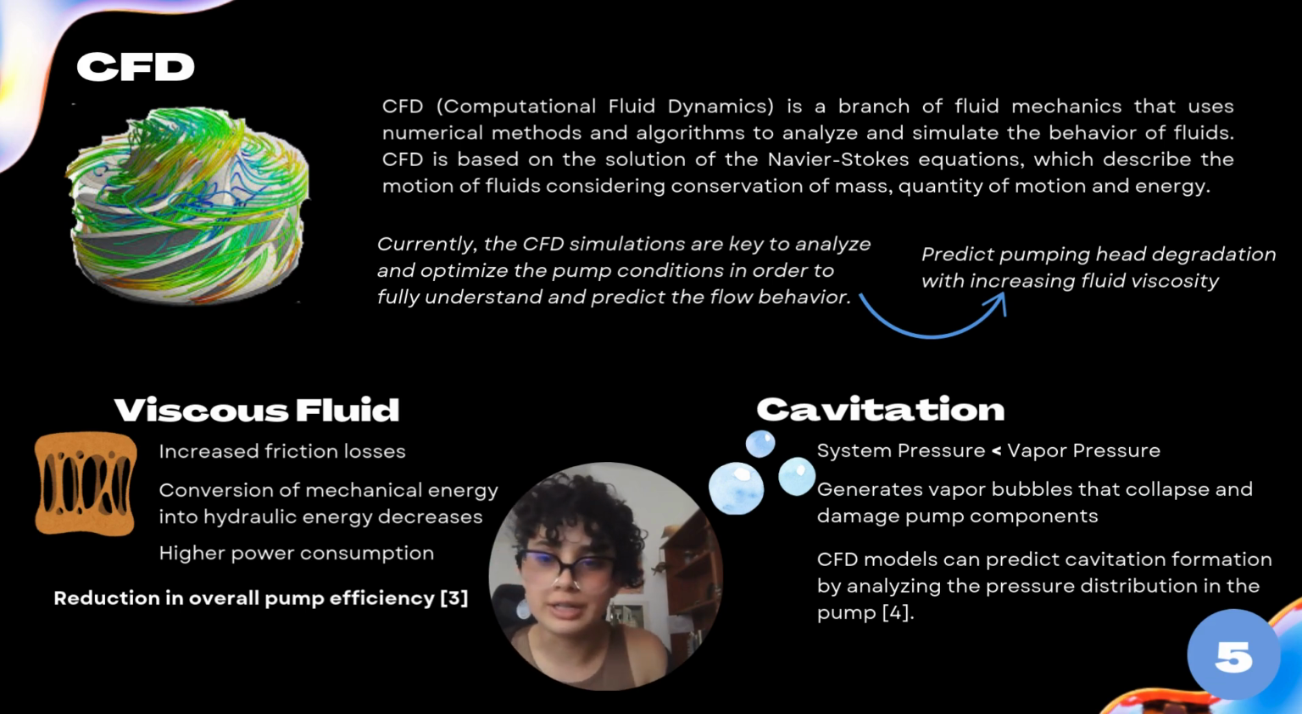On the other hand, cavitation is a common problem and occurs when the pressure in certain areas of the impeller drops below the vapor pressure of the fluid, generating vapor bubbles that collapse and damage pump components. This phenomenon can cause loss of performance, excessive noise, and mechanical failure. CFD models can predict cavitation formation by analyzing the pressure distribution in the pump. Viscous fluids tend to modify the occurrence of cavitation, as higher viscosity can delay the formation of vapor bubbles.